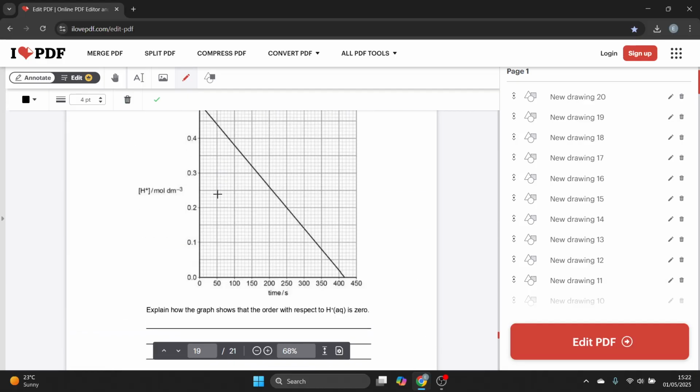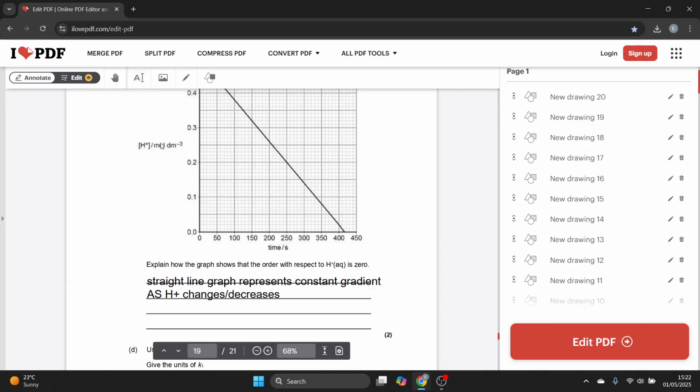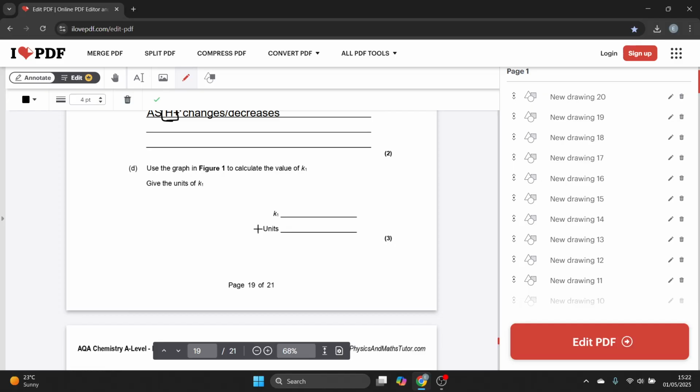Dilution. Then how the graph shows that the order with respect to H plus is 0. Obviously, we're going to be talking about a constant gradient, but I would always say straight line. A straight line graph represents a constant gradient. And with respect to H plus, as the concentration of H plus changes or decreases, it represents a constant gradient. Concentration, so I need square brackets there. Very specific, these mark schemes, so yeah.